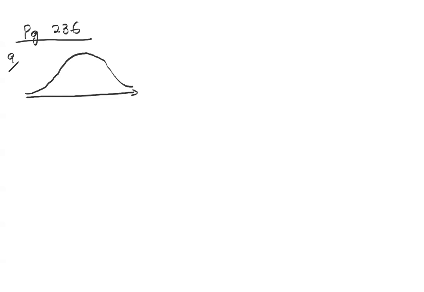Okay. So I'm going to solve question 9 on page 236. I'm going to solve this problem using the standard score. Okay, so now we have this distribution about the weight, which is normally distributed. I don't know what the mean is. I don't know what the standard deviation is. But I know that. So I put down the Z score.